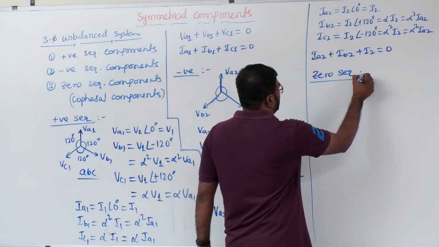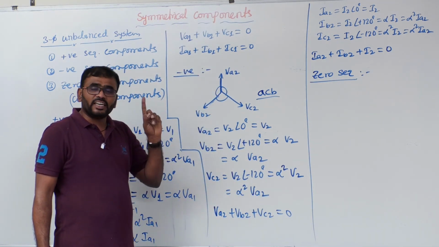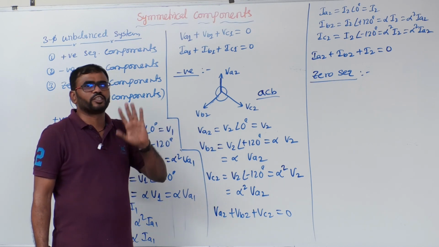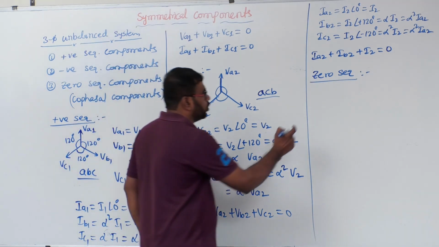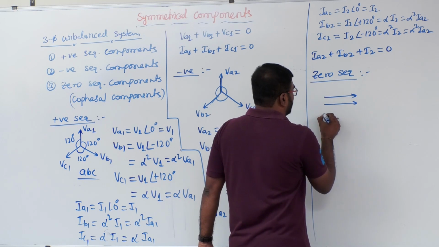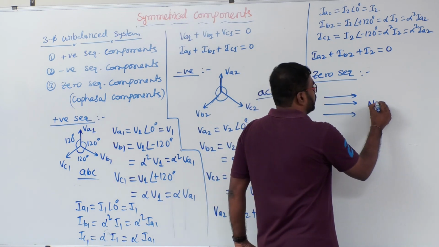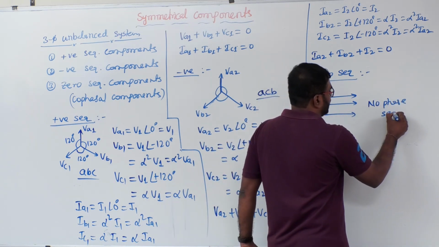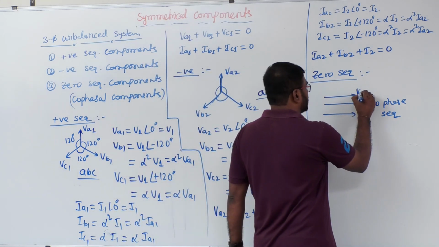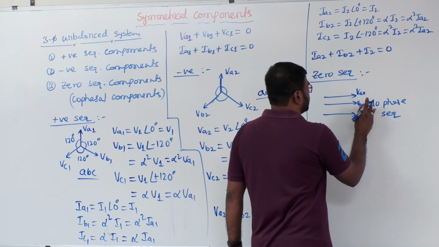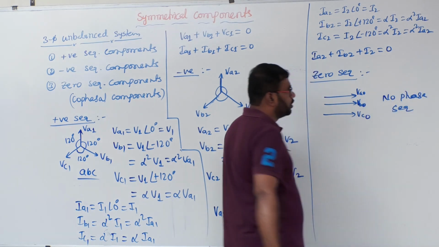According to the definition of zero sequence components, it consists of three phasors equal in magnitude. There is no phase displacement, that means all are in phase. Clear? So that's why there is no phase sequence here. If you ask me what the phase sequence is, ABC or ACB, there is no phase sequence. That is the reason why we call them cophasal components. So you can say VA naught, VB naught and VC naught have no phase sequence. That's why they are also called cophasal components.